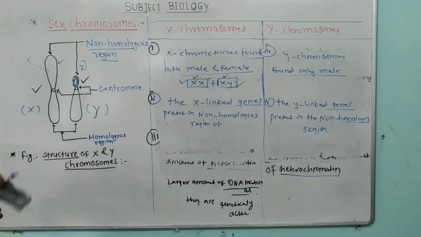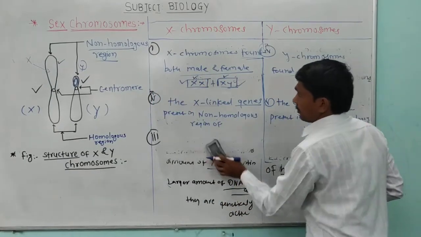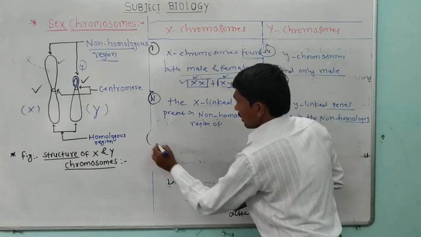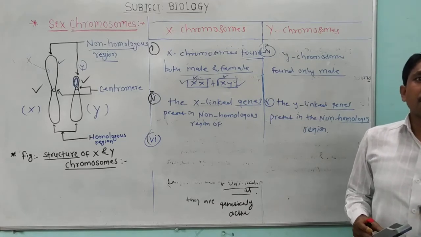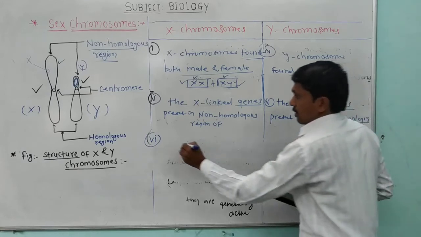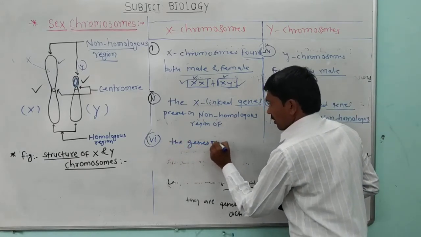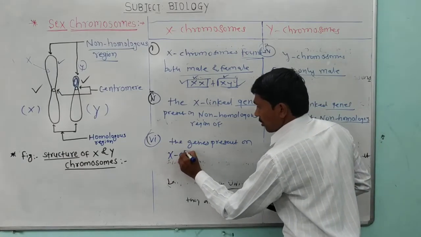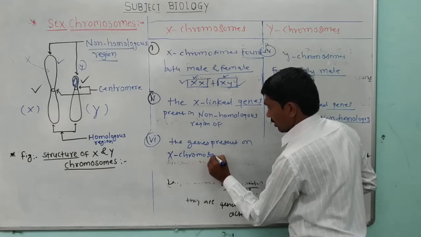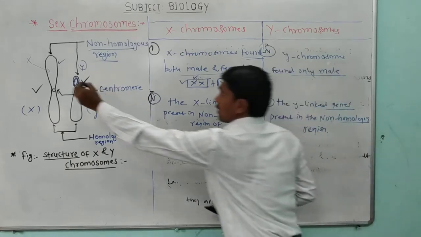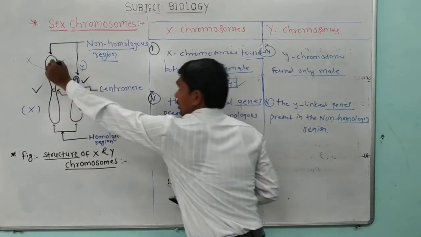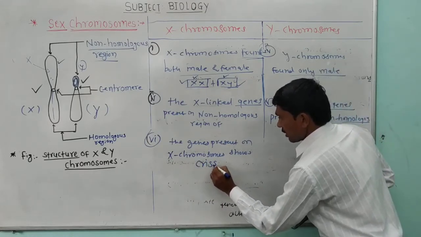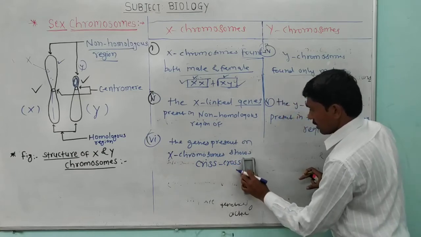Then the sixth point. In this point number 6, the genes present on the X chromosome show crisscross inheritance.